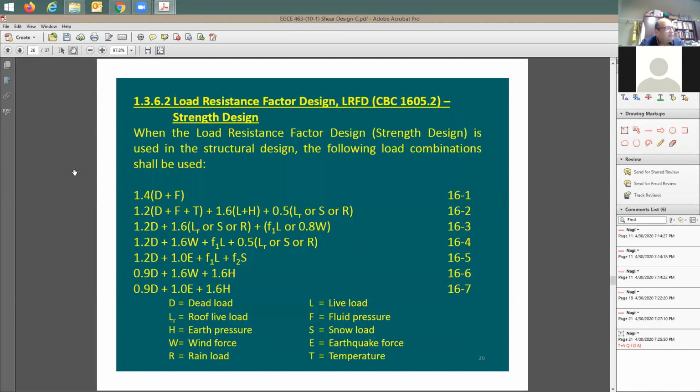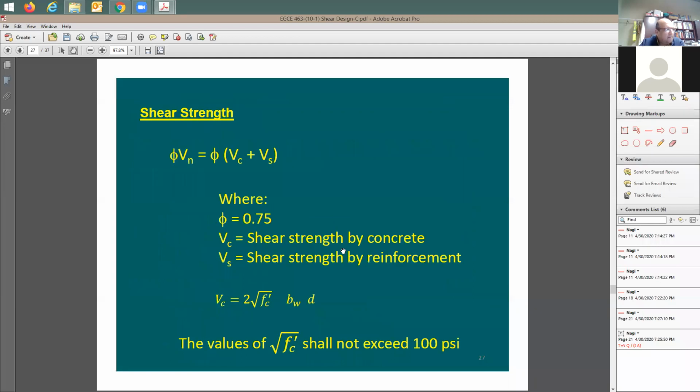Just a reminder here, the load combinations that you are familiar with. Now, we'd like to see here what the code says about shear design for concrete beams. So you have the load factors. With the load factors, you should be able to figure out V sub U. After you find out the demand, which means V sub U, now we need to figure out the shear strength.